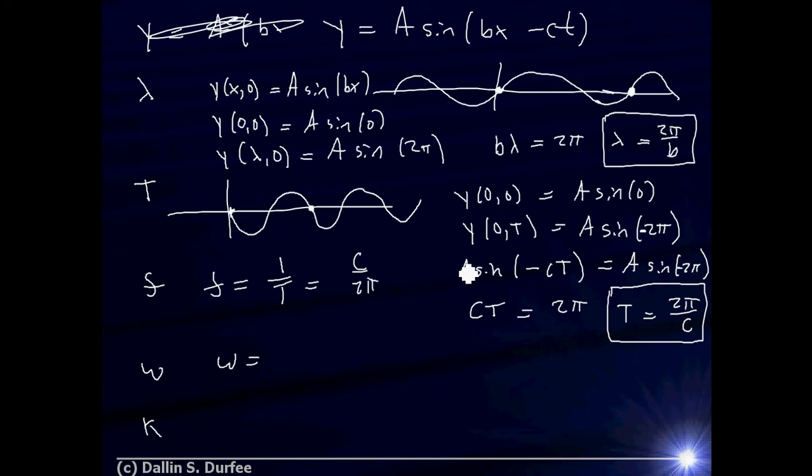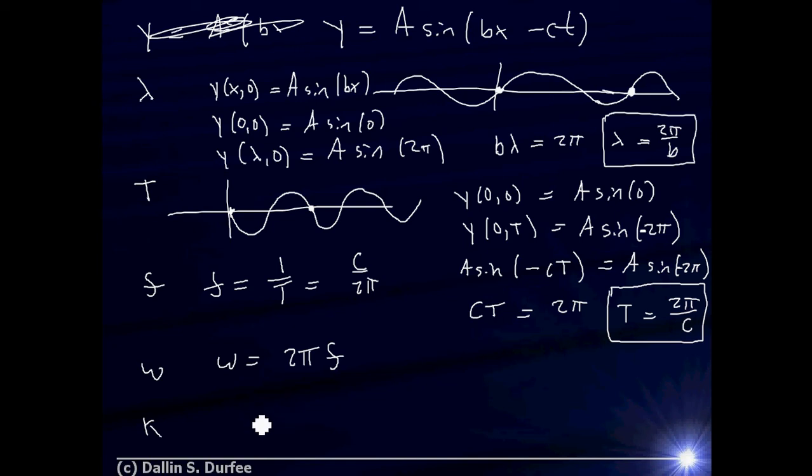Angular frequency is the number of radians we go through per second. All right, so if we did 1 cycle per second, that's 2 pi radians per second. Or in other words, whatever the frequency is, the number of cycles per second, I just have to multiply by 2 pi to get the number of radians per second. All right? So this is the number of radians of phase that our wave goes through every second.